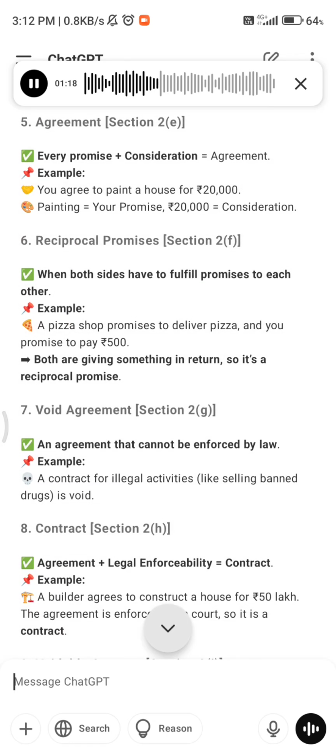5. Agreement. Every promise, consideration equals agreement. Example, you agree to paint a house for $20,000. Painting equals your promise. $20,000 is consideration.